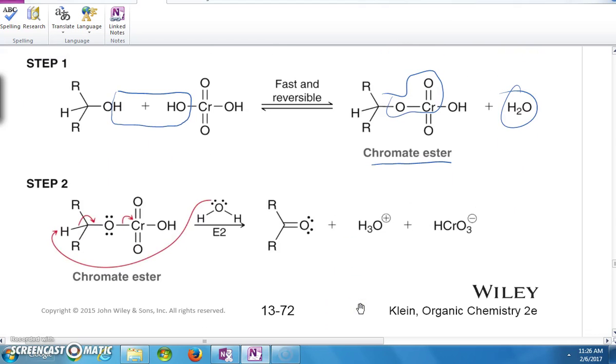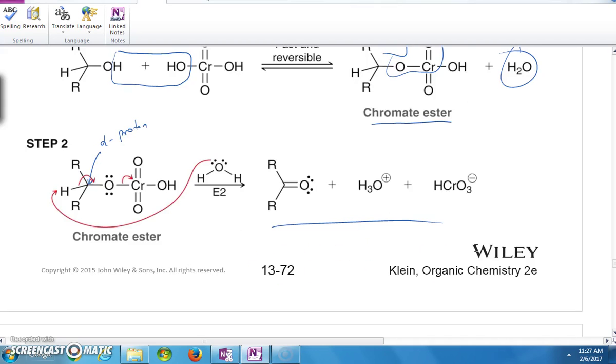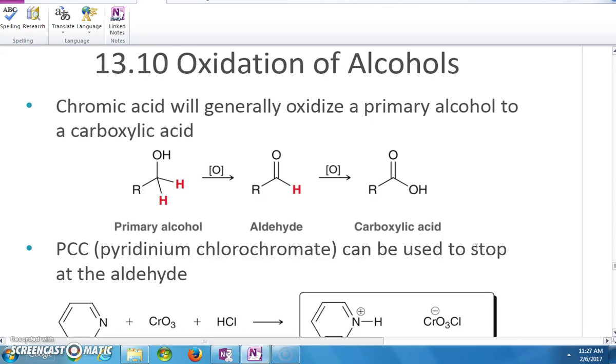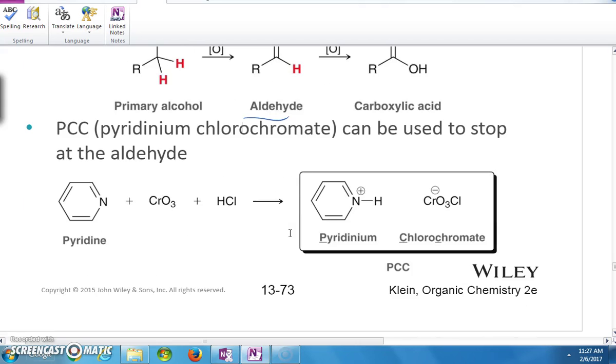And then in the second step, the water comes back in the form of an E2 type reaction and abstracts this proton. So for it to undergo oxidation, there has to be an alpha proton. If there is no alpha proton, then this will not happen. Now, chromic acid will generally oxidize the primary alcohol to a carboxylic acid. It doesn't stop at the aldehyde. But if you want to stop at the aldehyde, you have to use something like pyridinium chlorochromate, like I mentioned earlier.